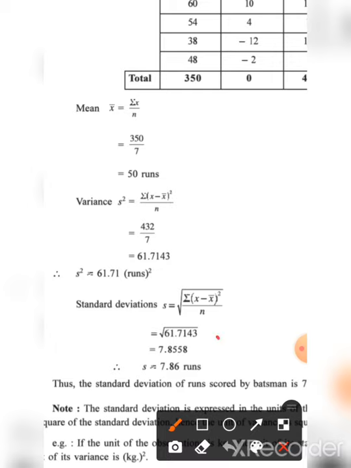Okay, so the value of the variance we will put, and we'll take the square root of it, and you would find the answer for the standard deviation is 7.8558. If we write up to 2 decimal places, it is 7.86 runs, and that is the standard deviation, right? And as standard deviation is an absolute measure, we always write the unit for the same, right?